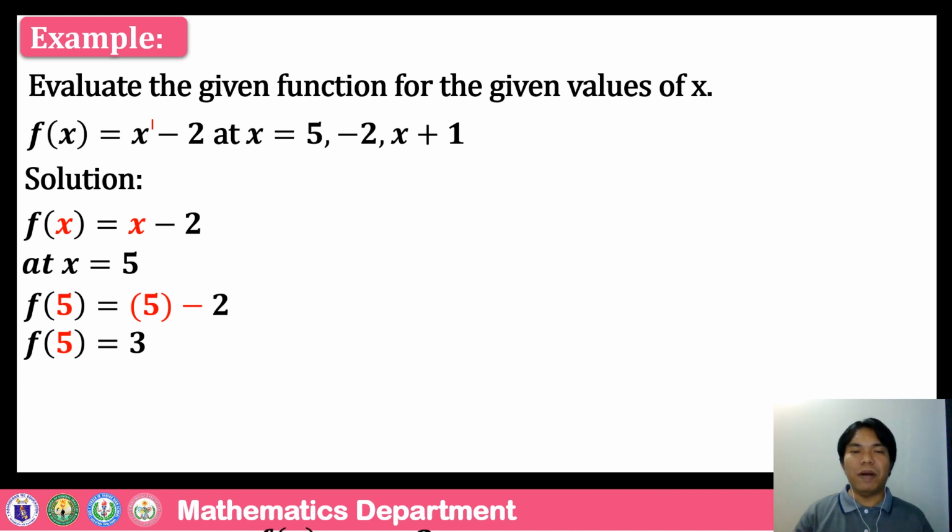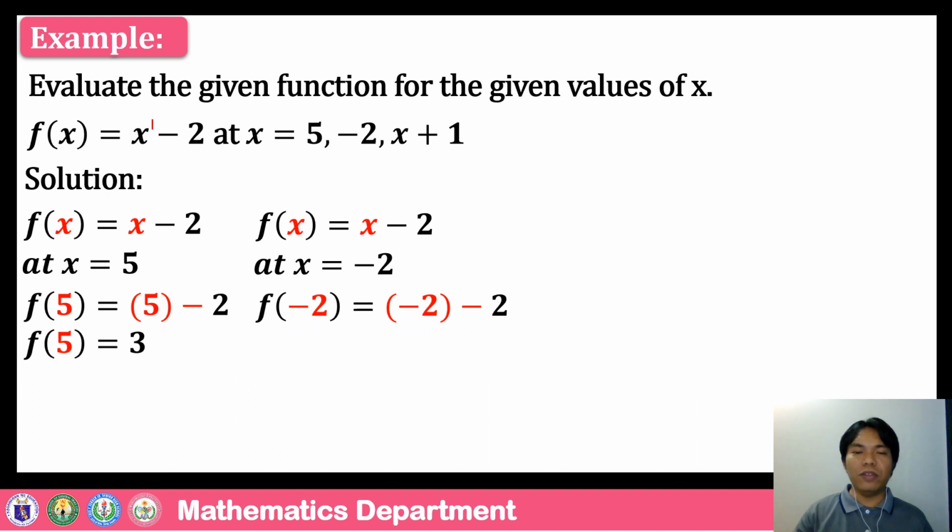Sa atin namang pangalawang value ng x, at x equals negative 2, ganun pa rin yung proseso na ating gagawin. Papalitan lang natin ang lahat ng values ng x sa ating given function. Magkakaroon tayo ngayon dito ng f of negative 2 is equal to negative 2 minus 2. And gamit yung ating rule sa pagsasubtract ng integers, f of negative 2 is equal to negative 4.